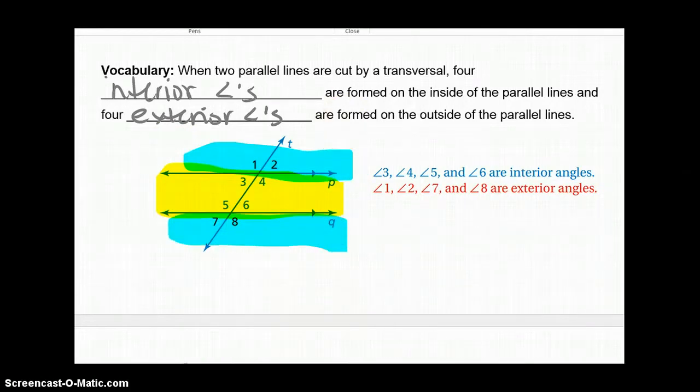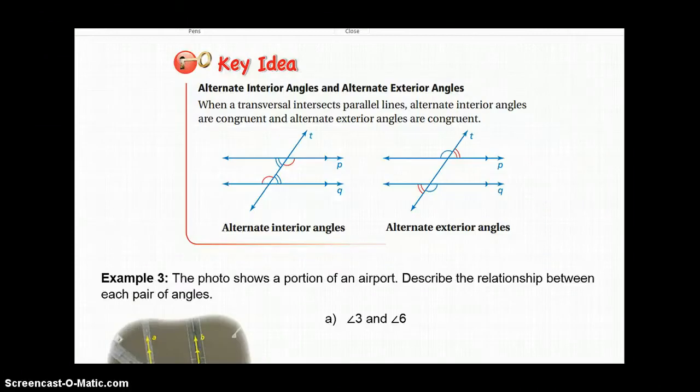So looking here then we want to find, I'm going to pause here and we're going to go to the next page. So interior and exterior. Okay, so go to the next page. Okay, so alternate interior and alternate exterior. When a transversal intersects parallel lines, alternate interior angles are congruent and alternate exterior are congruent.